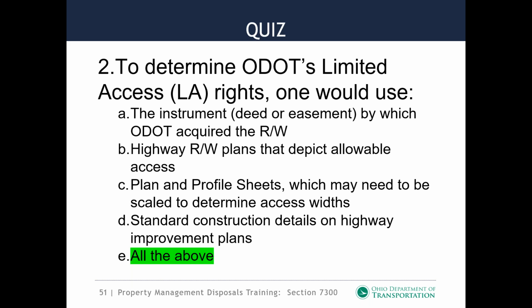And like it said, a lot of our older plans will call out an access point. It'll have an actual station along the center line, and it should tell you the width of that drive.